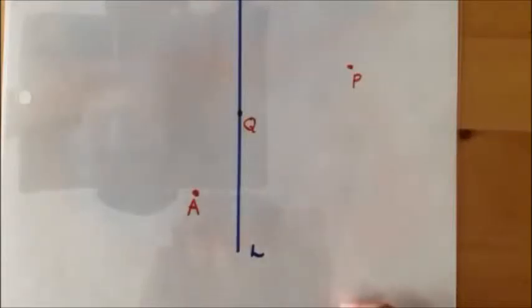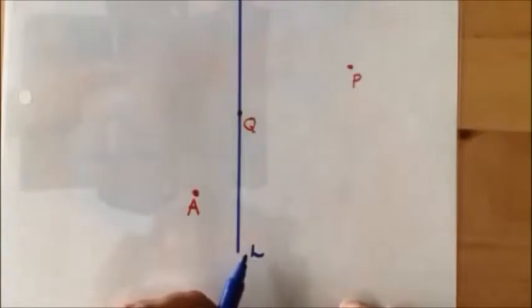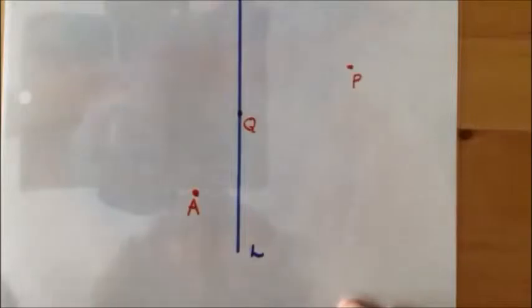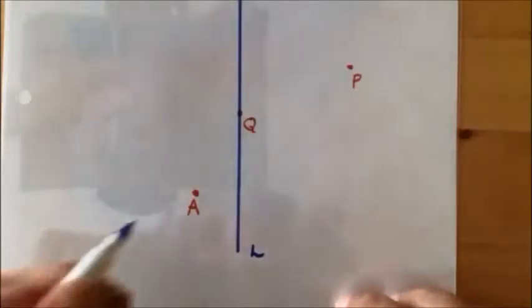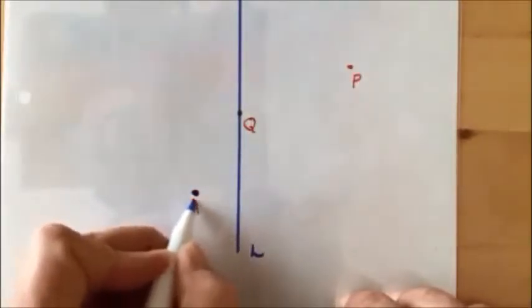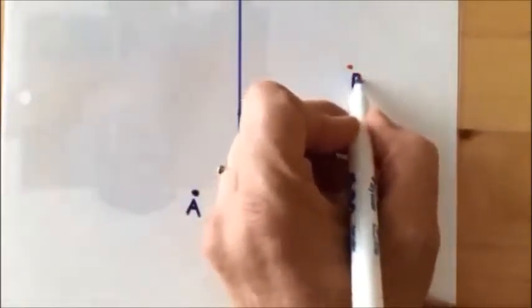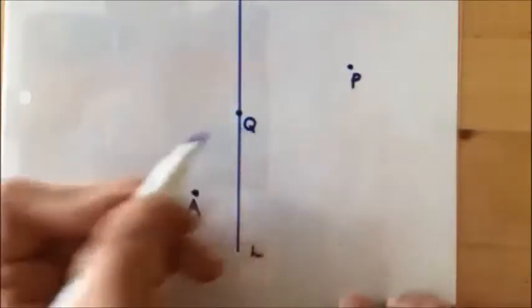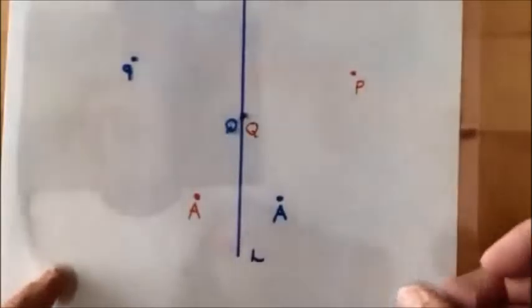In this example, line L is going to be our line of reflection, and we're going to reflect points A and Q and P around line L. In order to do this, I'm going to copy them onto my transparency. And I'll make a copy of Q as well. Okay, and in order to do a reflection, it's also known as a flip. So we're just going to flip our paper over.